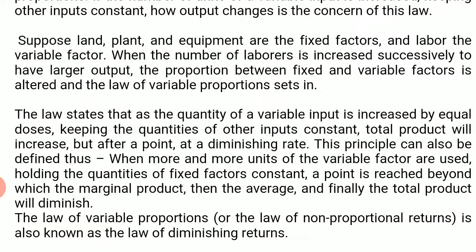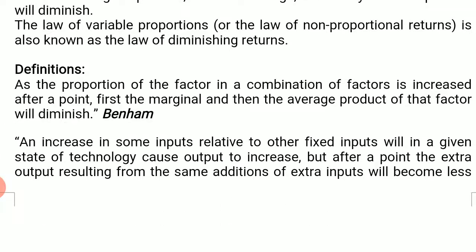The law states that as the quantity of a variable input is increased by equal doses, keeping the quantity of other inputs constant, total product will increase after a point at a diminishing rate. This principle can also be defined thus: when more and more units of a variable factor are used, holding the quantity of fixed factors constant, a point is reached beyond which the marginal product, then the average, and finally the total product will diminish. There are some definitions of the law of variable proportions.